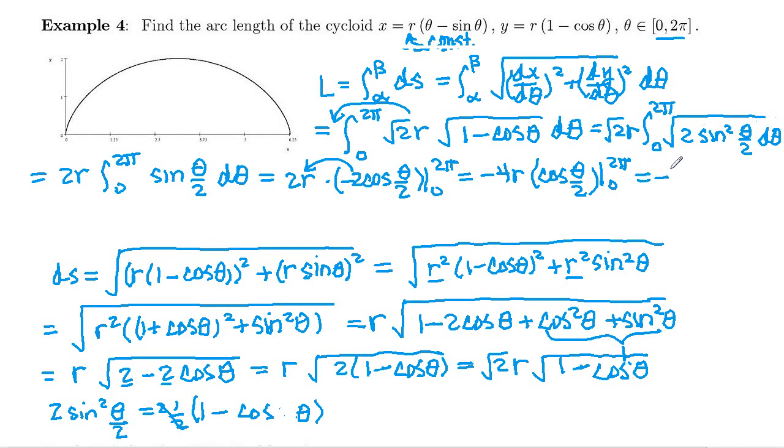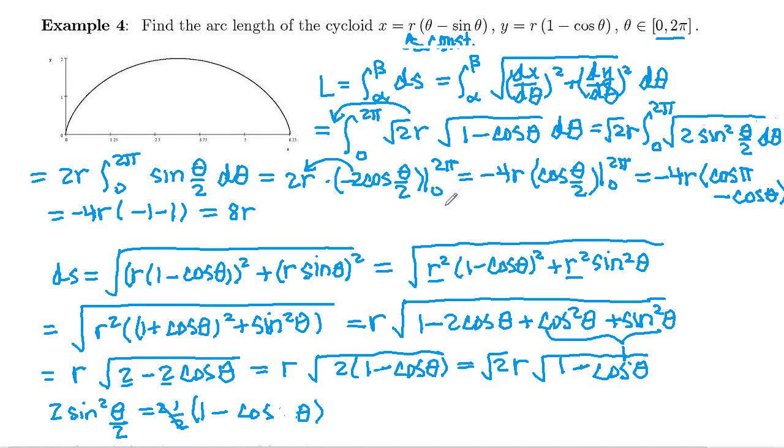So this is negative 4r out in front. Plug a 2 pi in here, we're going to get cosine of pi, minus, plug a 0 in, cosine of 0. So cosine of pi is negative 1. Cosine of 0 is 1. So this is actually going to be equal to negative 4r times negative 1 minus 1, so negative 2, which is 8r. So you get 8 times the radius of the circle.